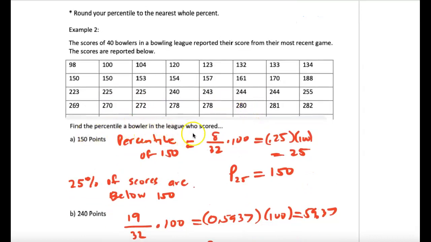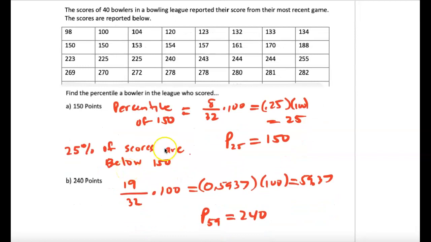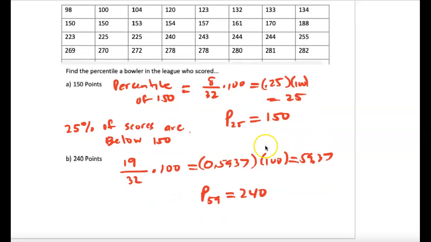So here are the values. Find the percentile of a bowler in a league who scored 150 points. Here are all the different data values of points. There's 150. You count how many scores are below that. That's 8. 8 out of 32 times 100, you get 25. So we would say 25% of the scores are below 150, or 150 is the 25th percentile, or we would also call that Q1, the first quarter.